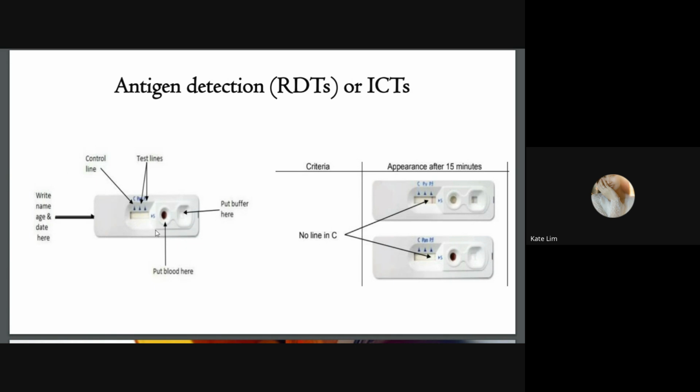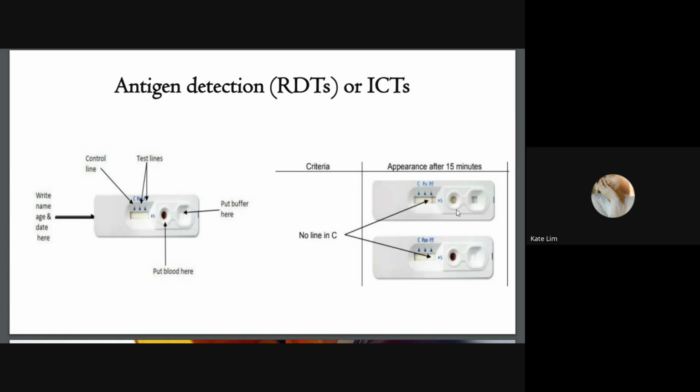Again, if there's a line in C, C means control, that would mean that the test is valid and working. If there's no line in C, the test is invalid, so you need to repeat it with a new kit. If there's a line in C and in PF, so this is PF, PF means Plasmodium falciparum reaction. If there's a line in C and in PF, this would mean that the patient is suffering from Plasmodium falciparum infection.